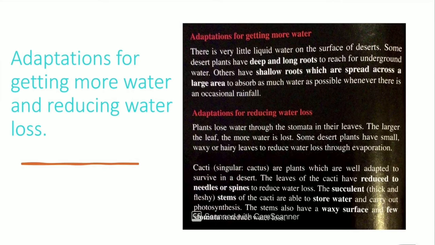Adaptations for reducing water loss. Plants lose water through the stomata in the leaves. The larger the leaf, the more water is lost. Some desert plants have small, waxy, or hairy leaves to reduce water loss through evaporation. Cacti are plants which are well adapted to survive in a desert. The leaves of cacti are reduced to needles or spines to reduce water loss. The succulent, thick and fleshy stems of cacti are able to store water and carry out photosynthesis. The stems also have a waxy surface and few stomata to reduce water loss.